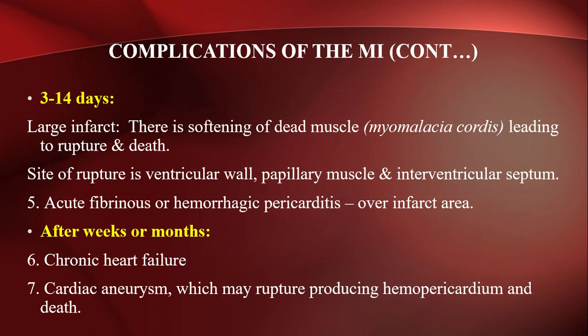And rupture of the heart. In 3 to 14 days, in large infarcts, there is softening of dead muscle, myomalacia cordis, leading to rupture and death. Sites of rupture are the ventricular wall, papillary muscle, and interventricular septum. Acute fibrinous or hemorrhagic pericarditis over the infarct area. After weeks or months, it develops chronic heart failure and cardiac aneurysm, which may rupture, producing hemopericardium and death.